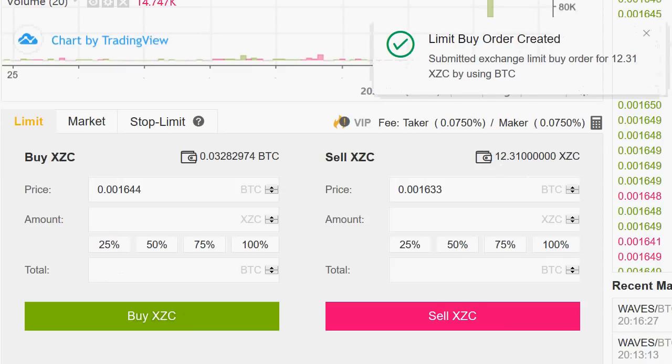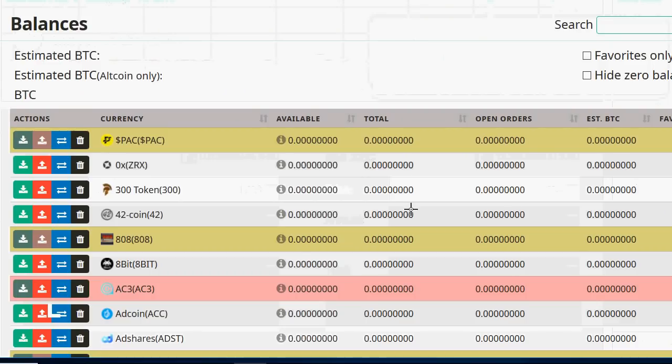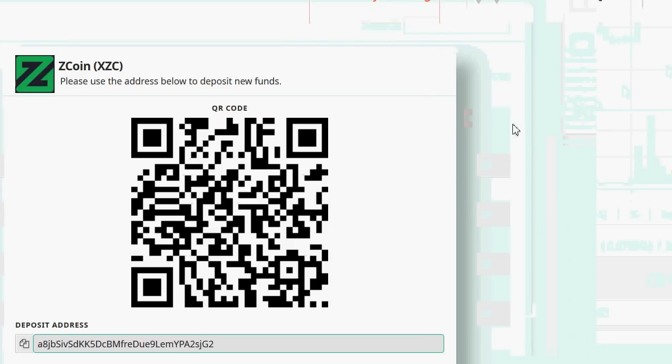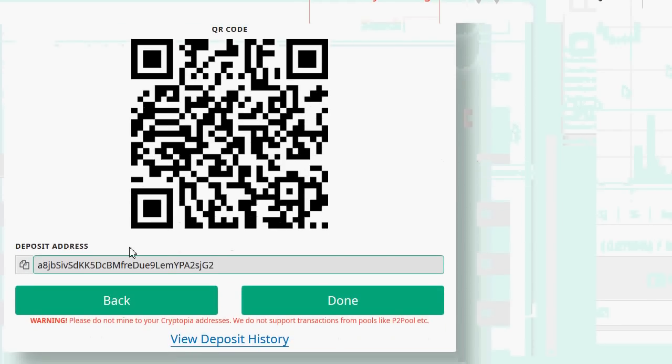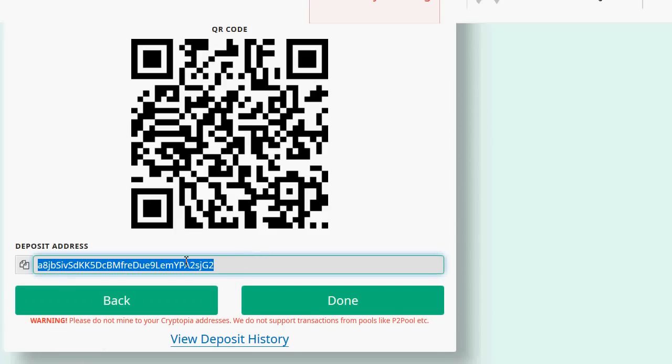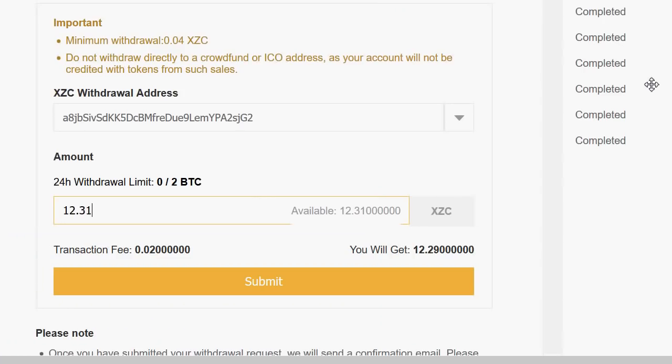I got them. And now I want to send them to Cryptopia. Within Cryptopia, in the balances section, I can search for XZC, and then push the deposit button. There's a deposit address. Copy it. Check out how it ends: it ends G2 and starts with a small a. So then on Binance, I'm going to put that address in. There's a G2 at the end, the small a.